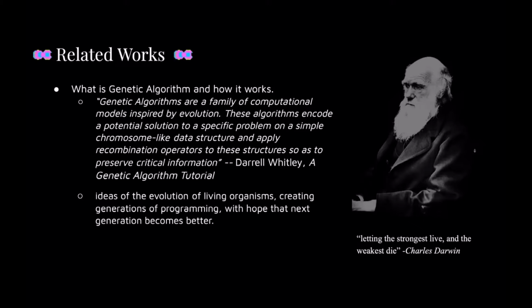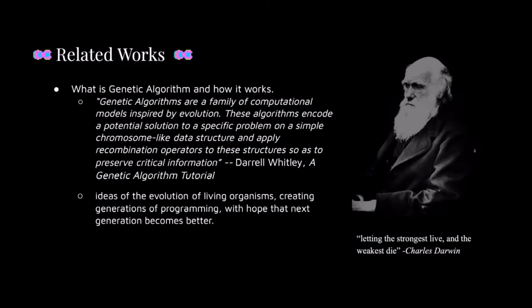So this type of algorithm models provide the idea of evolution of living organisms. They're creating generations upon generations of programming with a hope that the next generation will become better than the previous one. However, there are a lot of similarities and differences between the genetic algorithms and living organisms. For example, unlike living organisms, each generation can occur super quickly for the genetic algorithms, because each only needs a few seconds to complete.